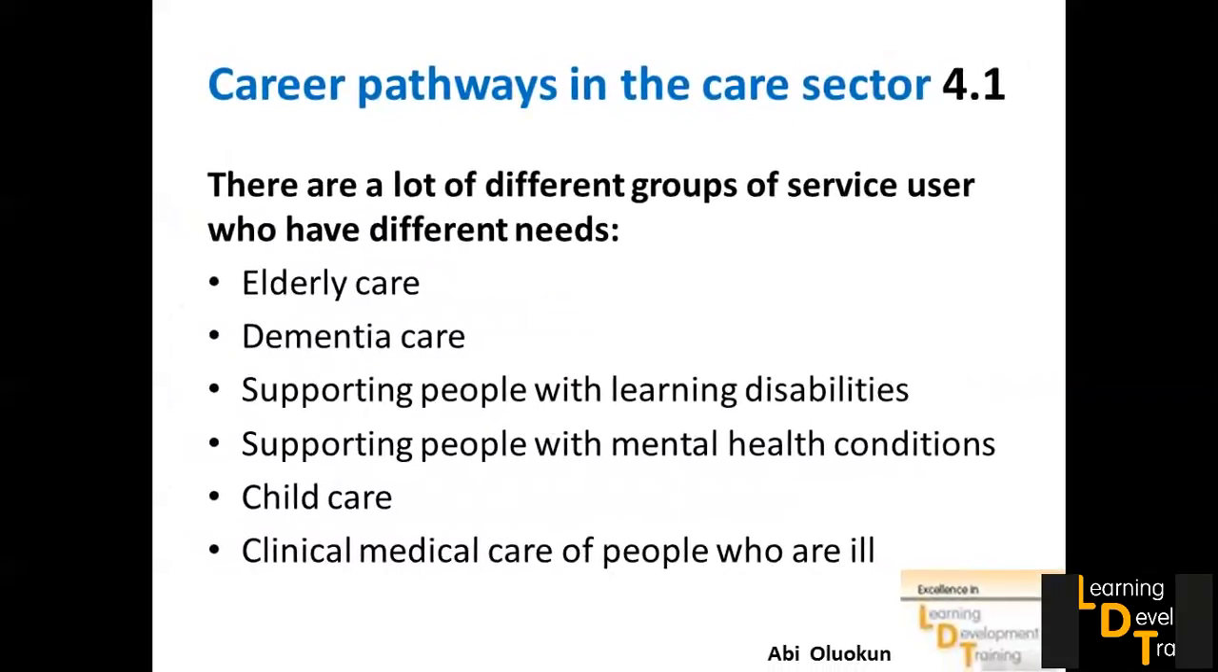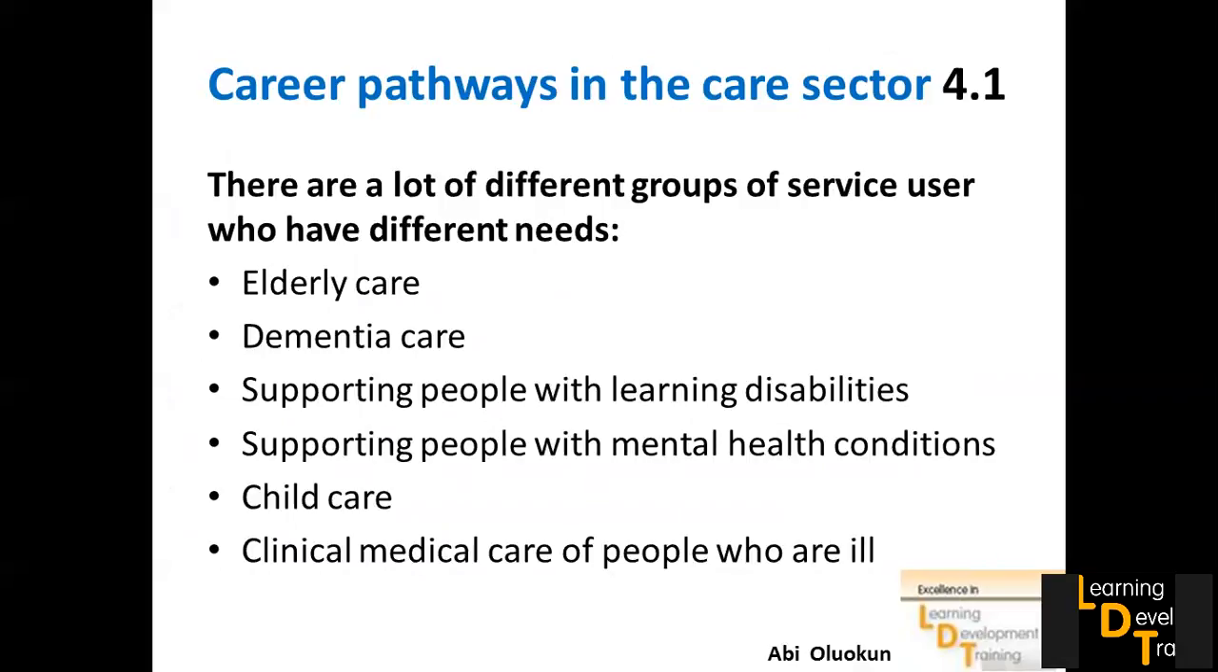So that brings us to learning outcome 4. Learning outcome 4, you need to understand the career pathways in the care sector. So there are a lot of groups of service users you may be working with at the moment. Well, maybe not all of them at the same time, but one of them.